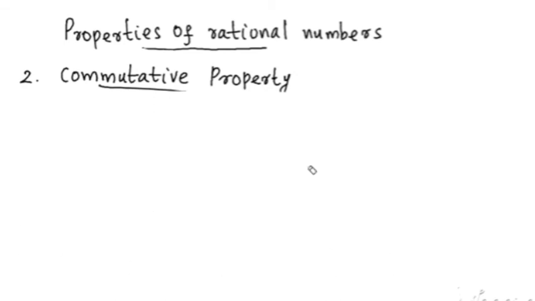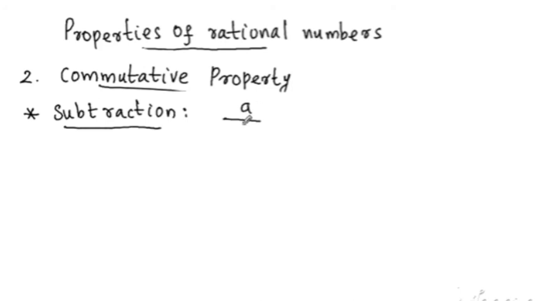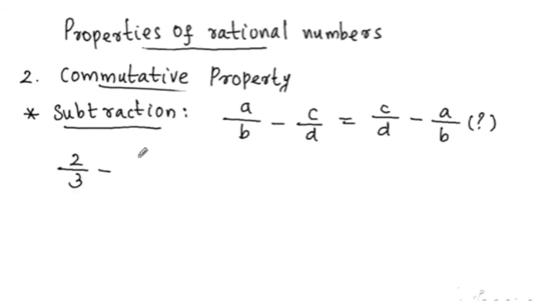In case of subtraction, the commutative property means if you change the order of numbers in the subtraction, you will obtain the same difference. So in general we can write a by b minus c by d should be equal to c by d minus a by b. We have to verify this result. For that we can take an example. Consider the difference 2 by 3 minus 5 by 4.